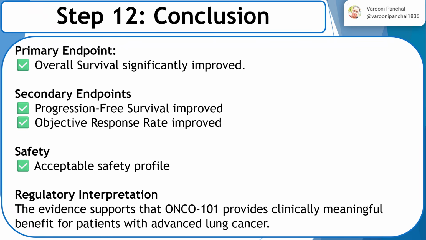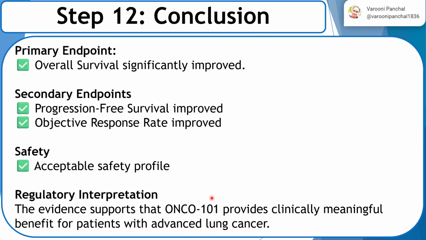Step 12 is conclusion. The primary endpoint is specifically the overall survival, which has significantly improved, which I just explained in the above slides. The secondary endpoints, PFS and ORR, the progression free survival and the objective response rate respectively, are improved, which I clearly explained in the above slides. The safety parameter is an acceptable safety profile, which I already explained: there is no difference, plus or minus 1 or plus or minus 5. That's not a major difference. So it's an acceptable safety profile. So the efficacy and safety are falling into that condition.